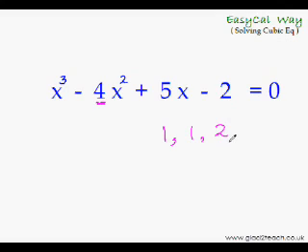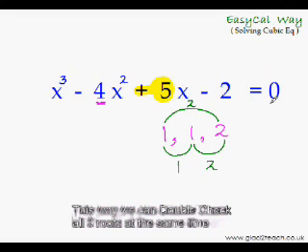If you want, I can tell you a very cool trick to quickly double check your answer. This way you'll never make a mistake. All you have to do is 1 times 1 is 1, 1 times 2 is 2, and 2 times 1 is again 2. So now 1 plus 2 is 3, and 3 plus 2 is 5. So that means these three are definitely the roots of this cubic equation.